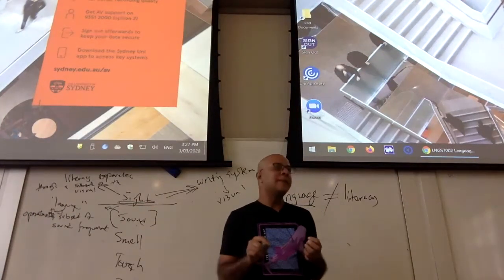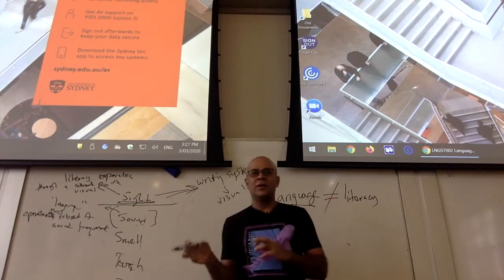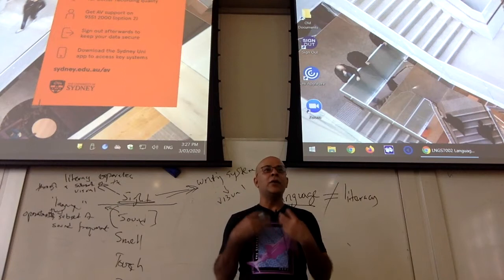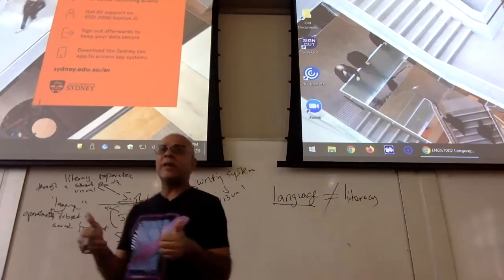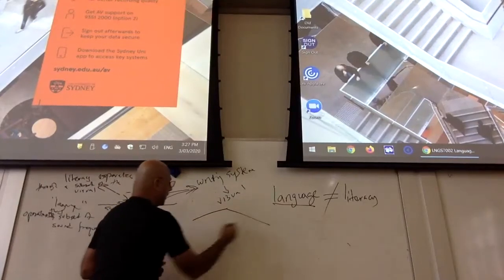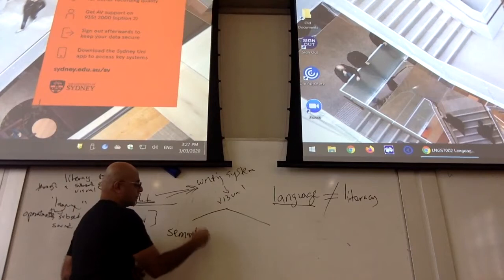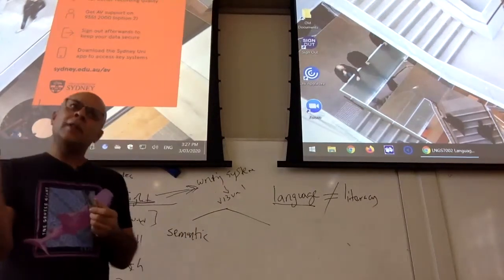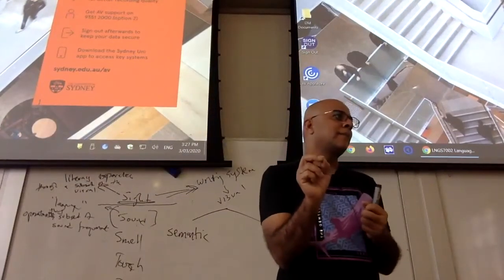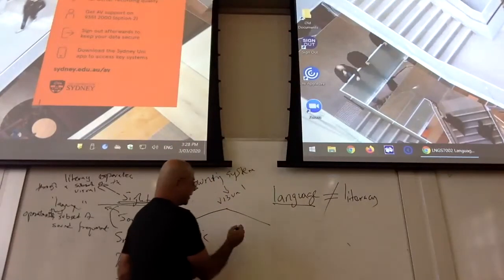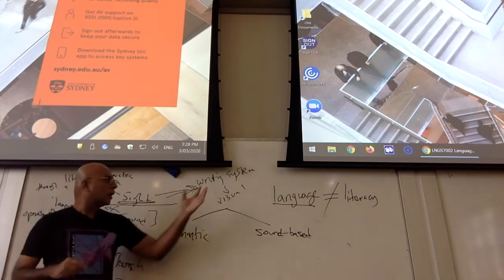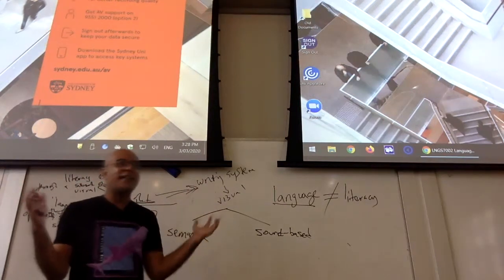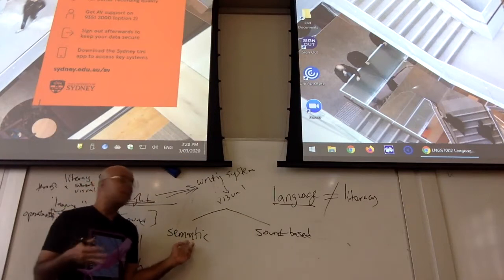Now, if these two are independent, if sight and sound are independent, then if you were to create a writing system, you can do it in many different ways. Okay. The first way in which you can create a writing system is where it is semantically oriented, semantic. What I mean is that the writing symbol is a meaning. Okay. The other option is that there is a relationship with sound, sound-based.